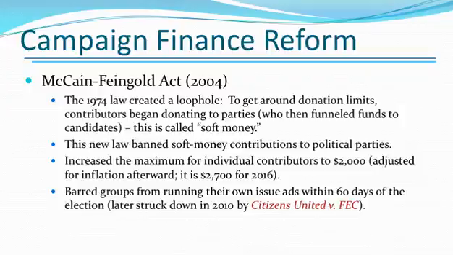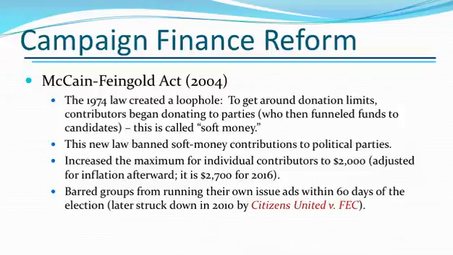So what people were doing to get around the donation limits, remember $1,000 for individuals, $5,000 for PACs, to get around that, contributors began donating money to parties. So it's kind of a back channel route. They would donate to the parties, and then the parties would turn around and funnel the funds to their candidates. And this is what we call soft money. So soft money is now the problem when we get to 2004.